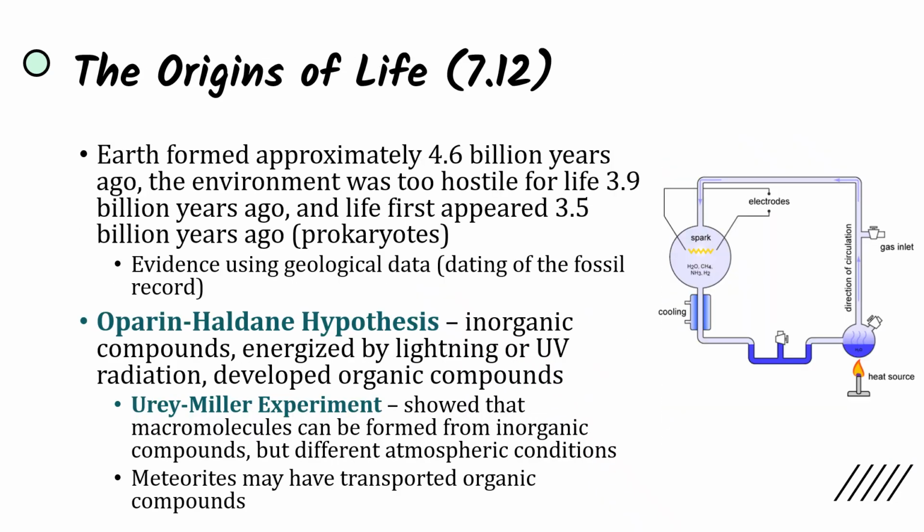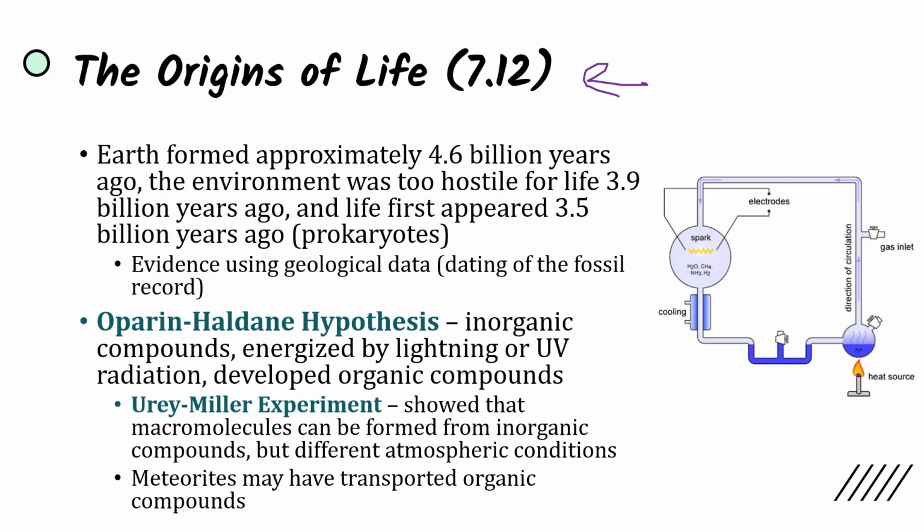And we're going to end this review talking about the origins of life, so how life arose on Earth. So Earth formed approximately 4.6 billion years ago, and life first appeared 3.5 billion years ago. So prokaryotes are going to be our first life forms, our simple single-celled organisms. And once photosynthetic organisms were working enough and there was enough oxygen in the atmosphere, then cellular respiration evolved, and eukaryotes now began happening as well. We've got more complex multicellular organisms, and we see this evidence using geological data, dating of the fossil record.